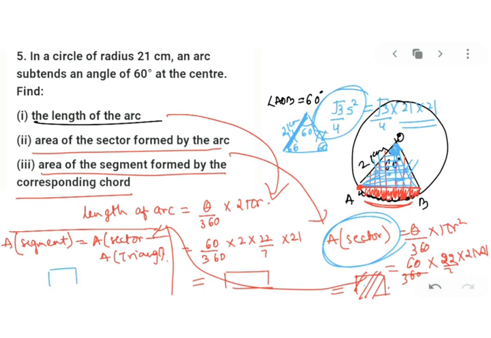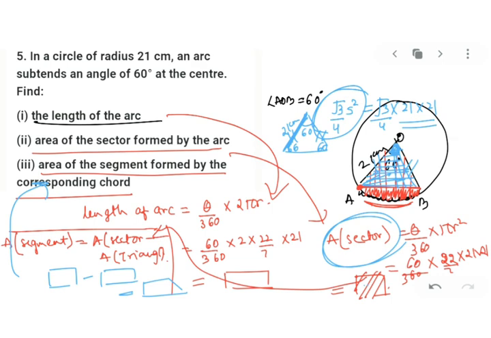Both the things you will subtract: area of sector minus area of triangle. Whatever value you get will be the value of the area of the segment. I am deliberately not calculating and putting the value because otherwise you will just copy paste. It's better you calculate. I'll teach you the concepts. Got my point?